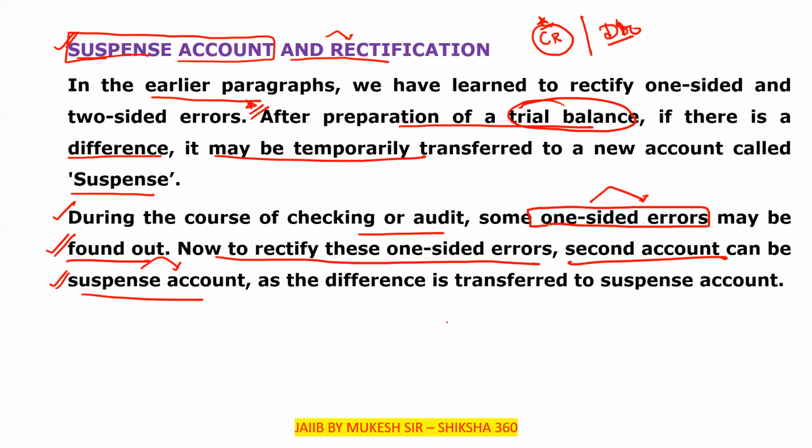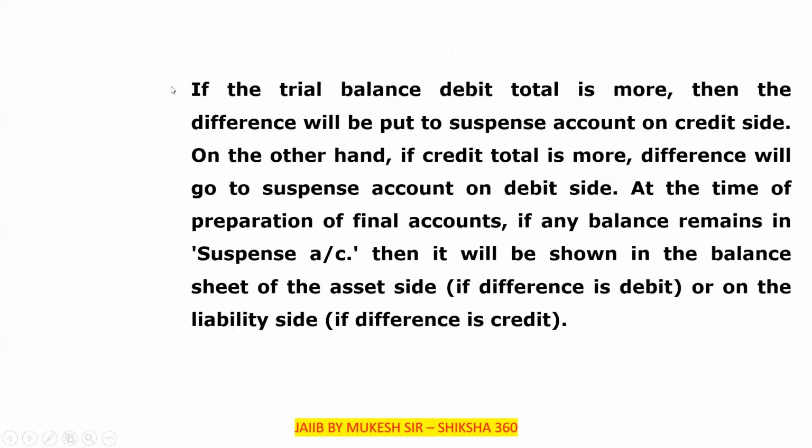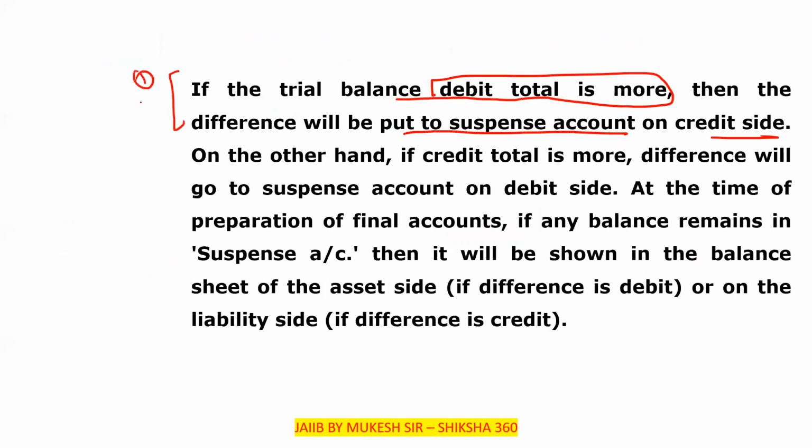Now further, if the trial balance debit total is more, we have to do the opposite side. Then the difference will be put to the suspense account on the credit side. This is the first case. If the trial balance debit total is more, then the difference will be put to the suspense account on the credit side.